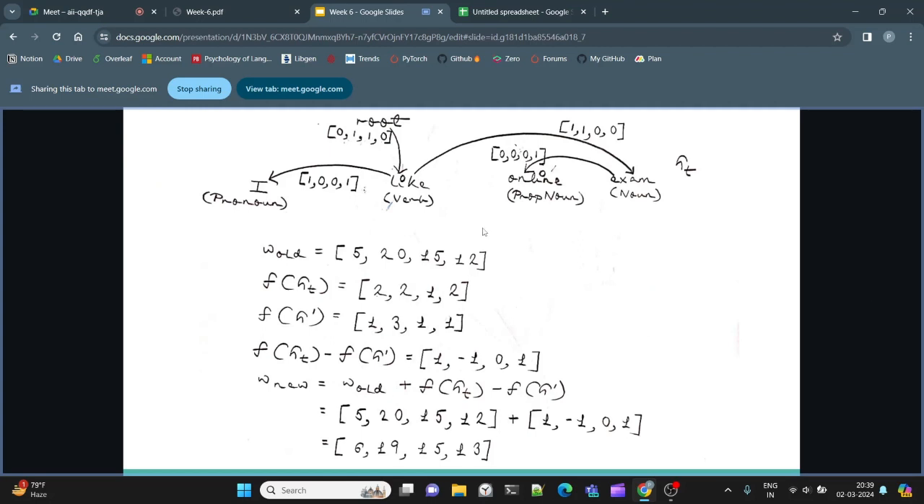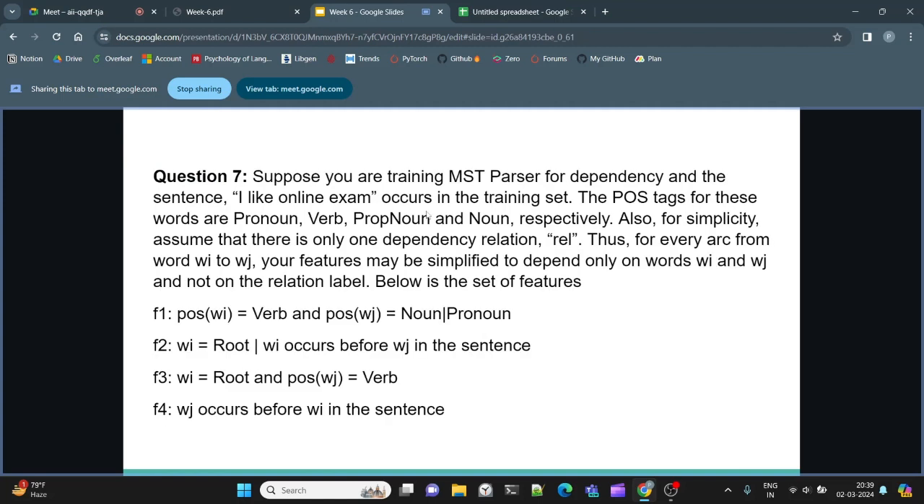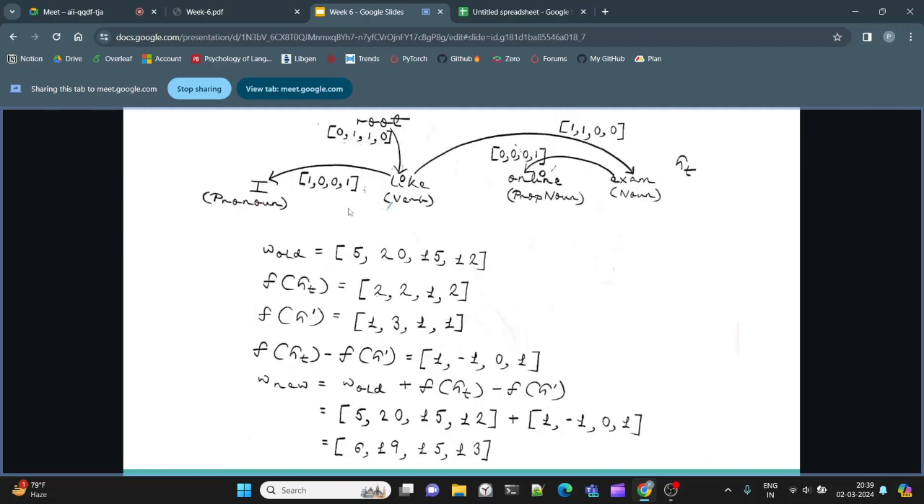And how do you get GT? Again, the question needs to mention that the sentence, I like online exam, occurs in the training set. When it occurs in the training set, the original gold standard dependency parse corresponding to the sentence should also be available. And this would be the gold standard dependency parse. Gold standard means the correct dependency parse for this sentence.